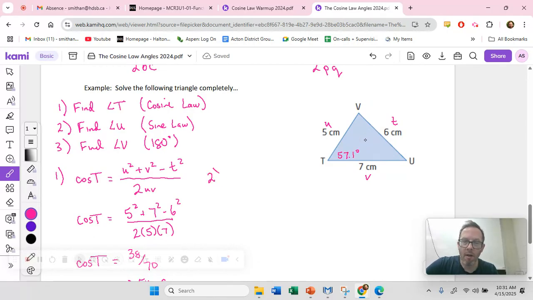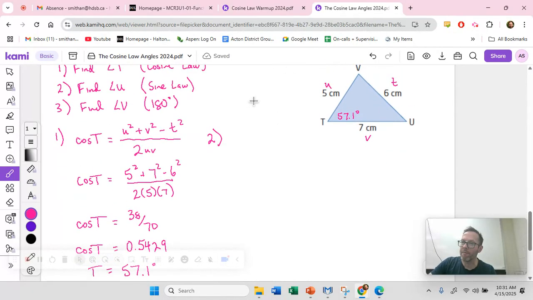Hey, if you are feeling like you would like more cosine law practice and want to find angle U using the cosine law, be my guest. However, I am going to use our side angle pair to do that. I think it's just a little bit more efficient to use the sine law.